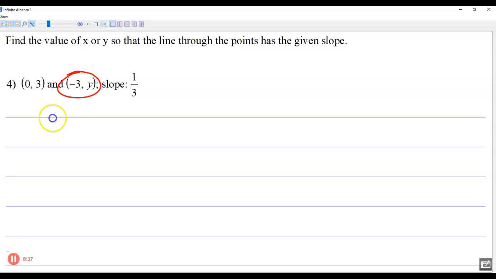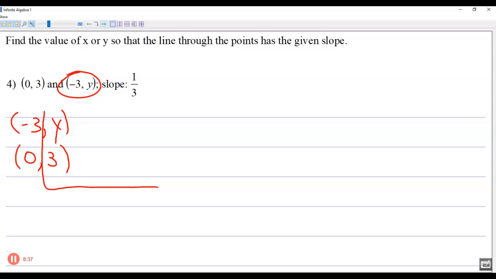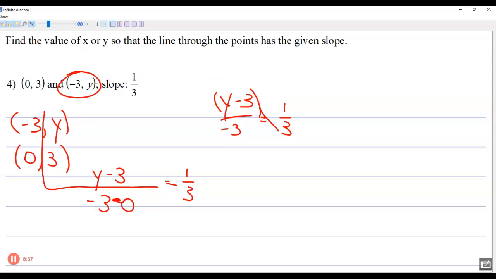So I'm usually going to start with the point with the variable on top, because then when I subtract, the variable will be positive, so y minus 3, and then negative 3 minus 0 equals 1/3. So y minus 3 over negative 3 equals 1/3. So if I cross multiply, make sure you're distributing that, so it's like 3y minus 9 equals negative 3. And then I would add 9 to both sides. So 3y equals 6. And then if you divide, you get y equals 2.